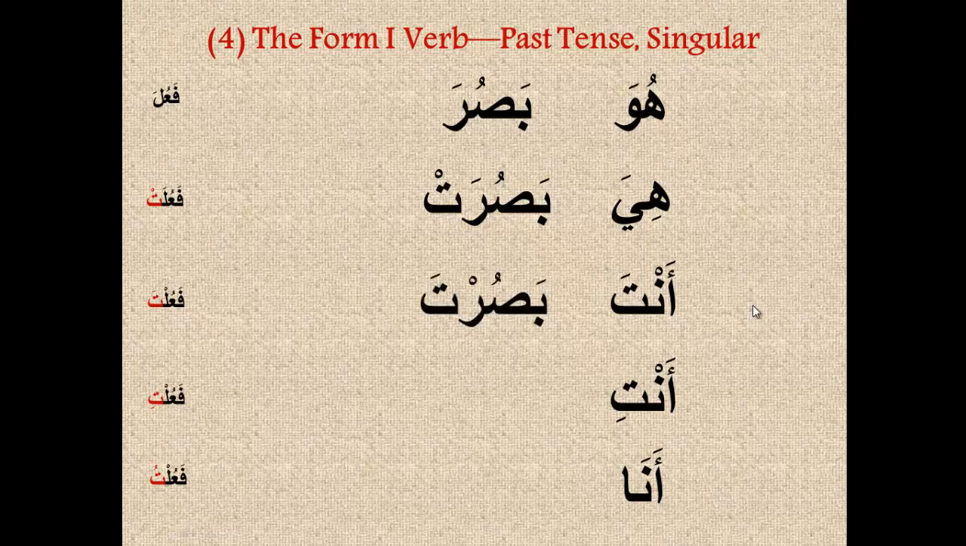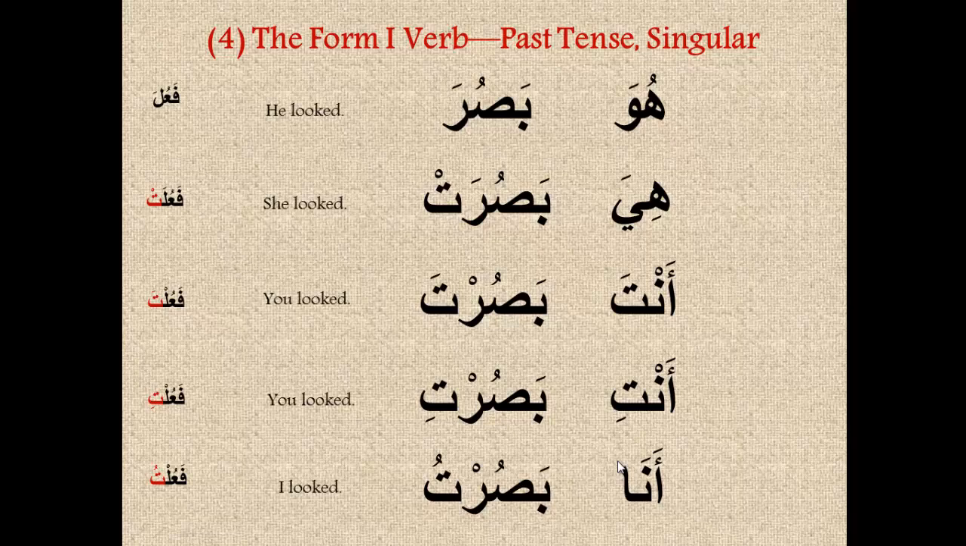How do we conjugate it for anta? Basurta. We're adding a ta at the end, corresponding to the ta in anta. Anti would have a t at the end. Basurti, anti basurti. And ana basurtu. The tu refers to ana. Ana basurtu. What does this verb mean? Basura means to look or to see.